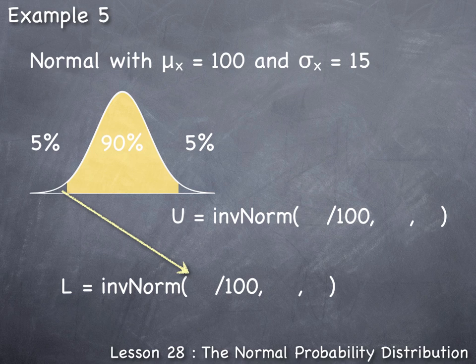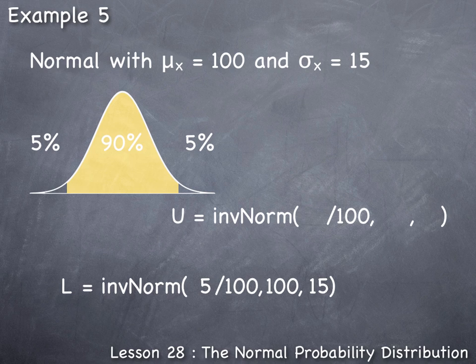So the first value we enter into the inverse norm command is that percentile, k over 100. In this case, it would be 5 over 100. Or we can enter it in decimal form. 5% would be 0.05 in decimal. The last two numbers that are entered in the inverse norm command are the mean and standard deviation. So mu sub x was 100, and sigma sub x was 15. So entering this inverse norm command in the TI-84 calculator will give us L, the lower limit of the interval we seek. Now we need to find U, the upper limit of this interval.